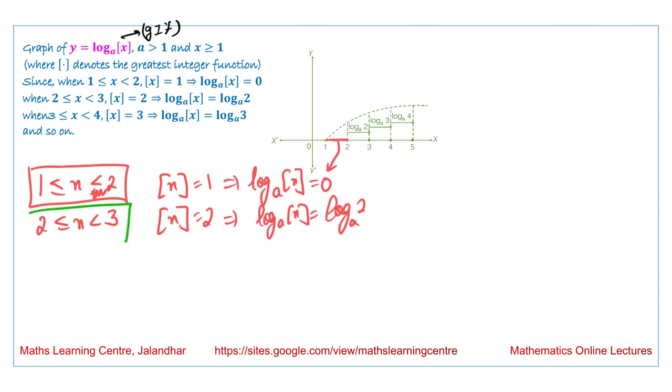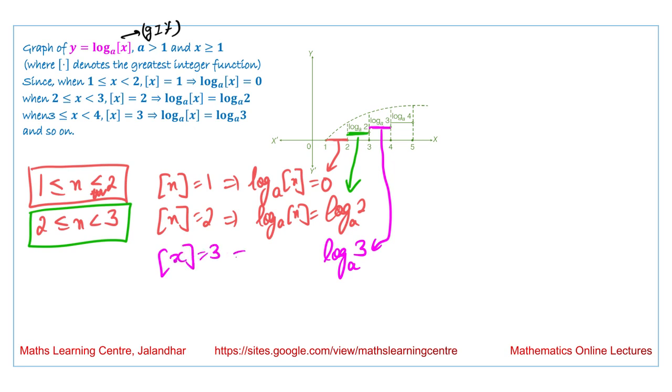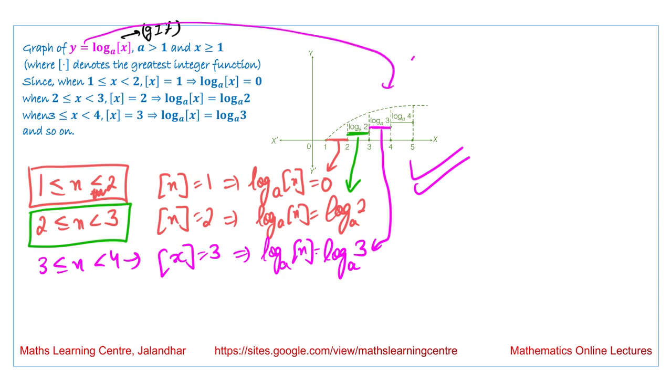For the region 2 to 3, the answer we have is log 2 to the base a. For the next region, the answer we have is log 3 to the base a. We will have the greatest integer of x equal to 3, so this implies log_a [x] = log_a 3, for 3 ≤ x < 4. So this is the required graph of the function y = log_a [x].